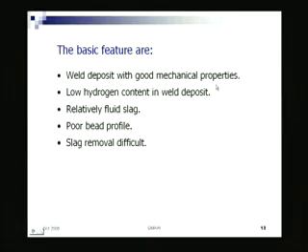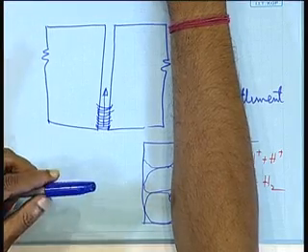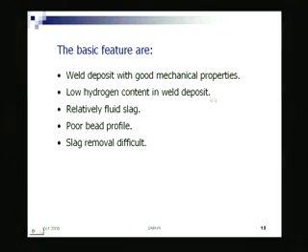So, the basic features are a weld deposit with good mechanical properties, low hydrogen content in the weld deposit, and relatively fluid slag. But you see, everything is good, but this is bad. Poor bead profile. Generally, the bead profile becomes somewhat more rough. Slag removal is difficult. These are the two negative aspects. Okay. All right. So, that is all about shielded metal arc welding.